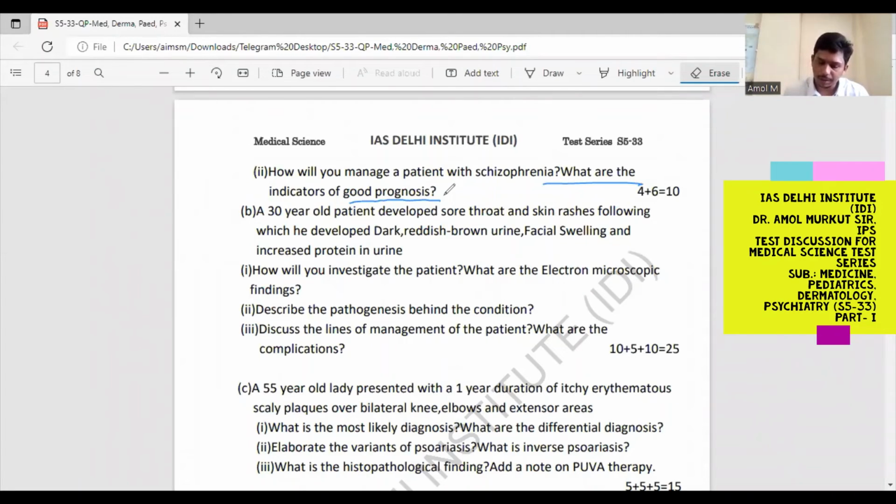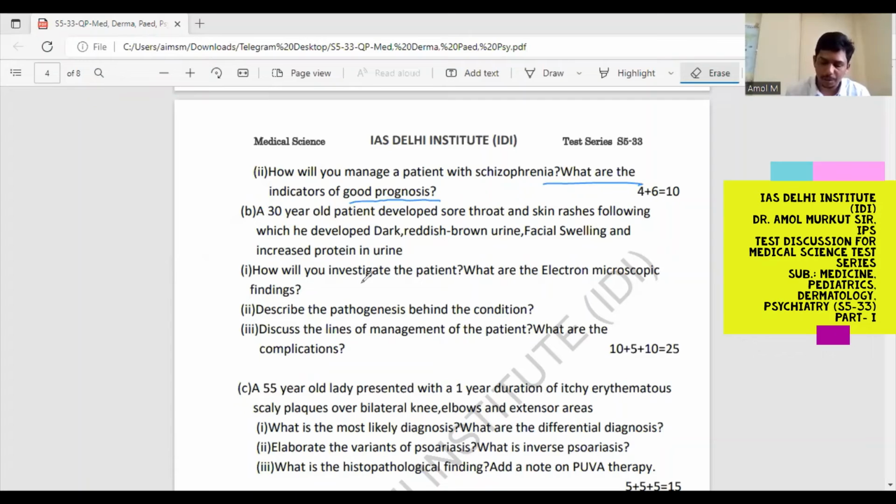So that he has nephritic syndrome, or acute glomerulonephritis. How will you investigate the patient?